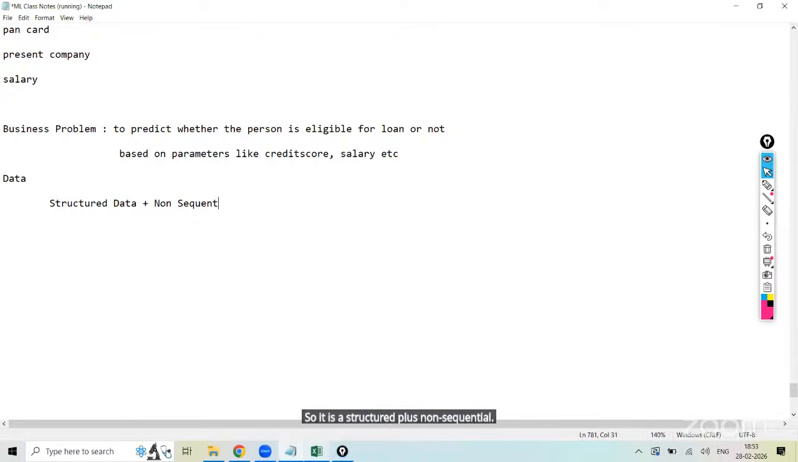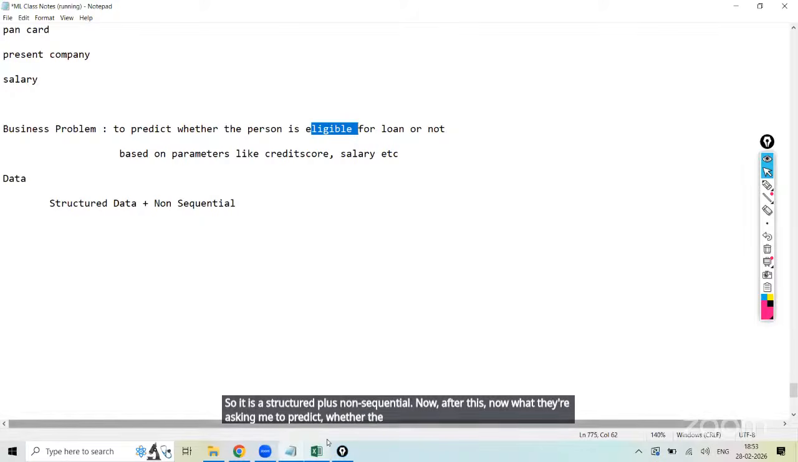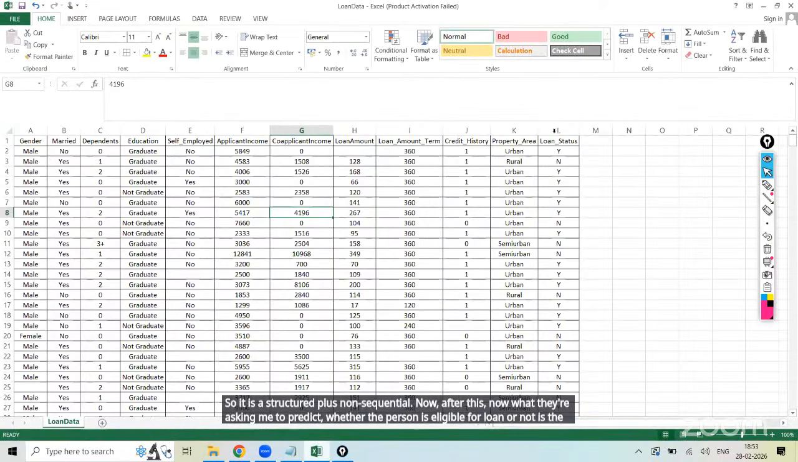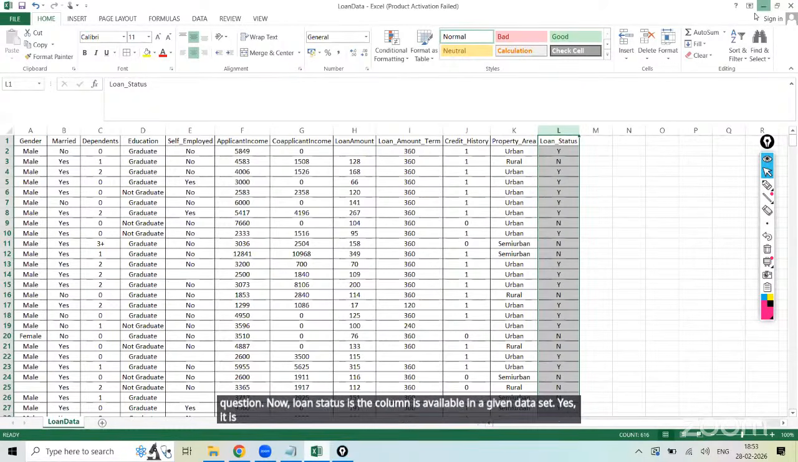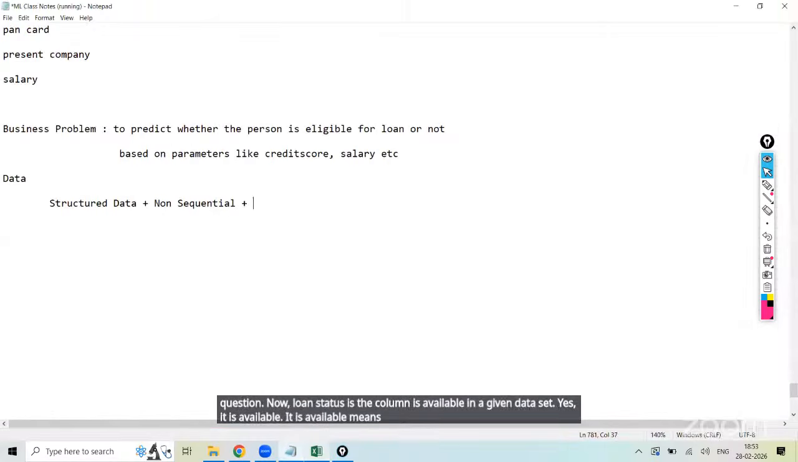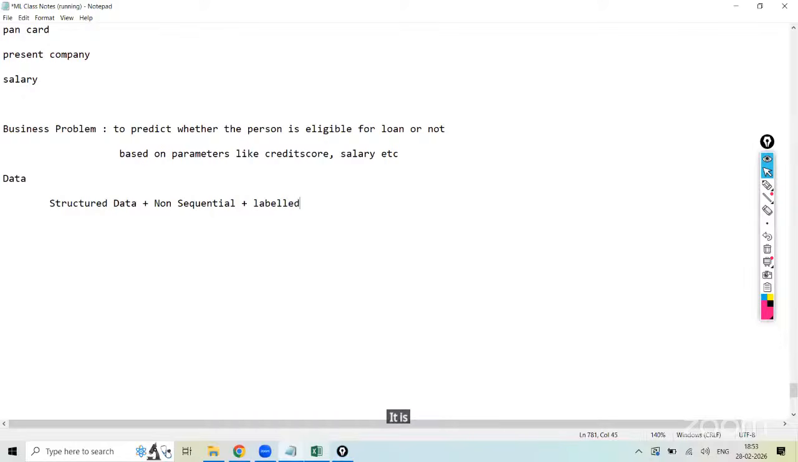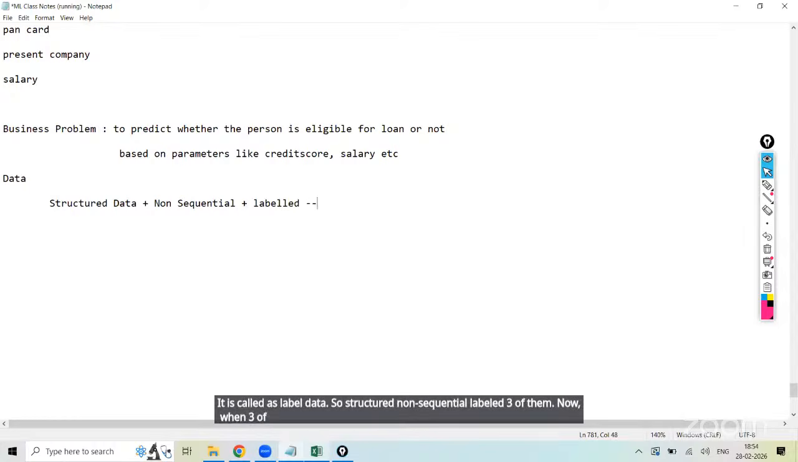Now, after this, what they asked me is to predict whether the person is eligible for a loan or not. Now, is the loan status column available in the given data set? Yes, it is available. It being available means it is called labeled data. So structured, non-sequential, labeled. Three of them. Now, when these three are applicable, it should be either regression or classification.